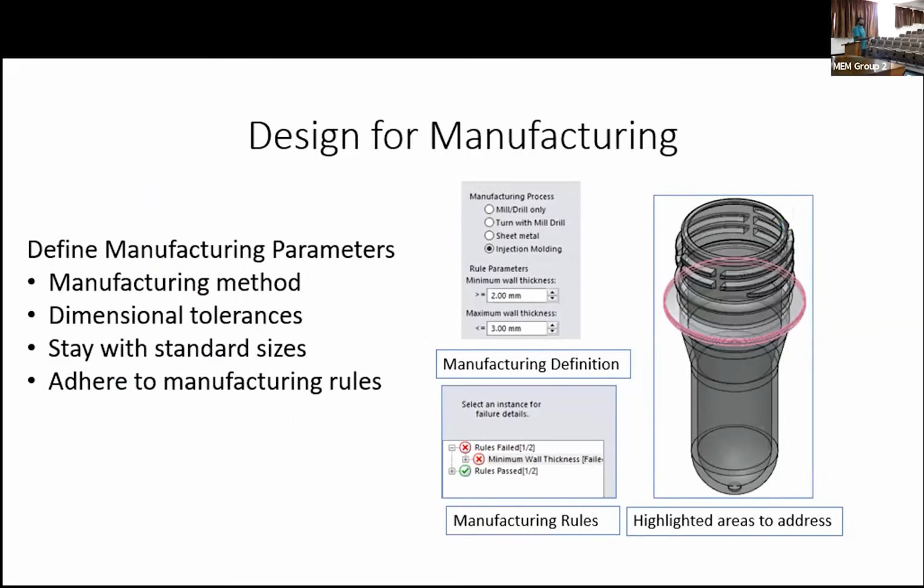One of the other things that we do is the design for manufacturing, right? So to perform this, first we need to define our manufacturing capability, right? So our manufacturing parameters. What capabilities do our manufacturing plants or manufacturing flow have, right? We need to define what dimensional tolerances we are able to achieve.